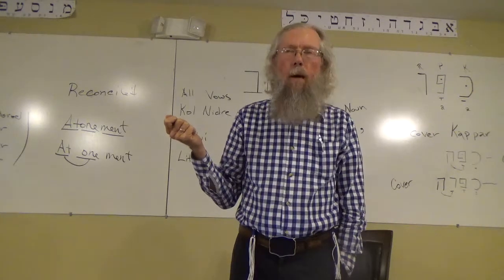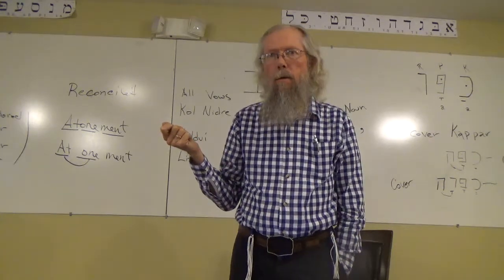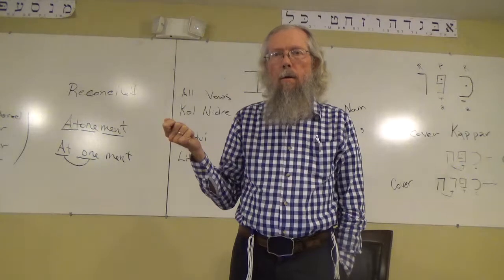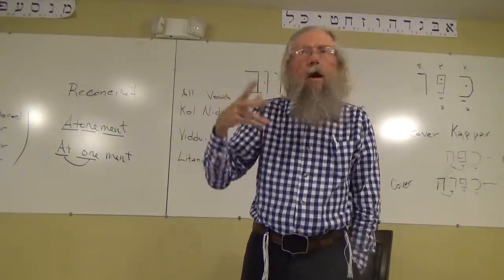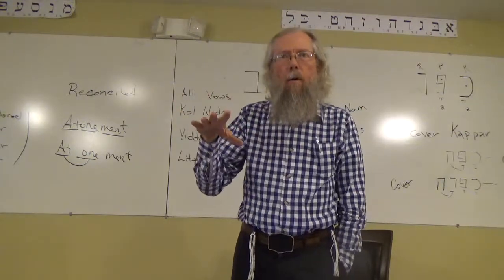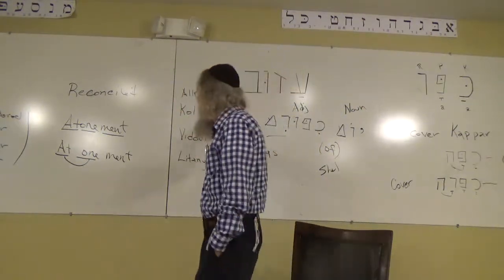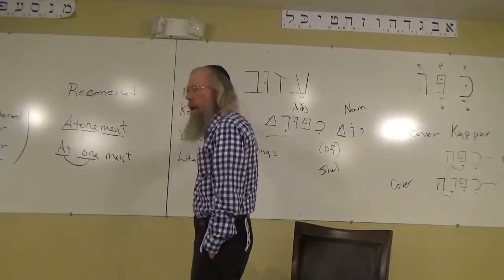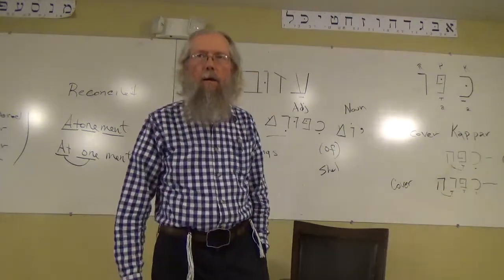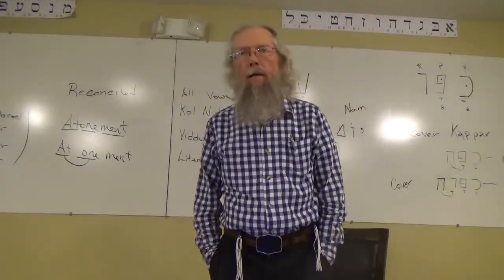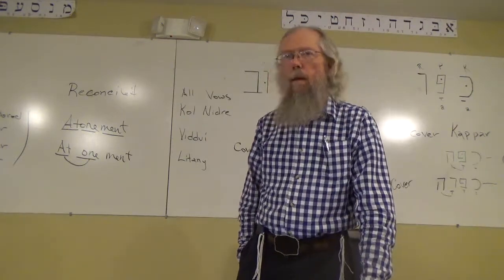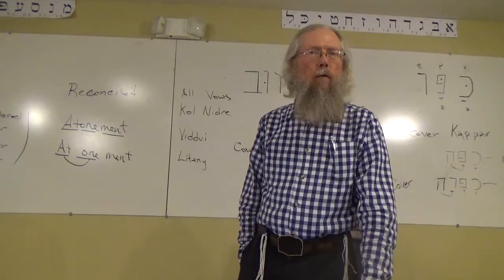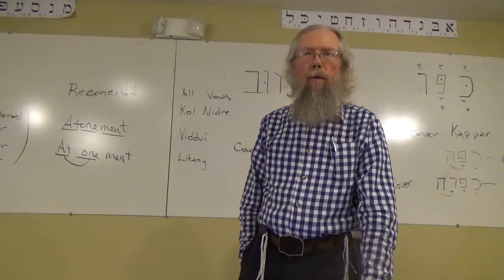This is what we mean by making a vow under duress. Now you're making a vow, you're converting under stress or what have you. And so basically Kol Nidre is a confession of that, but it's asking God to forgive and to exempt you from that vow. Because your life was at stake, your life was at risk.